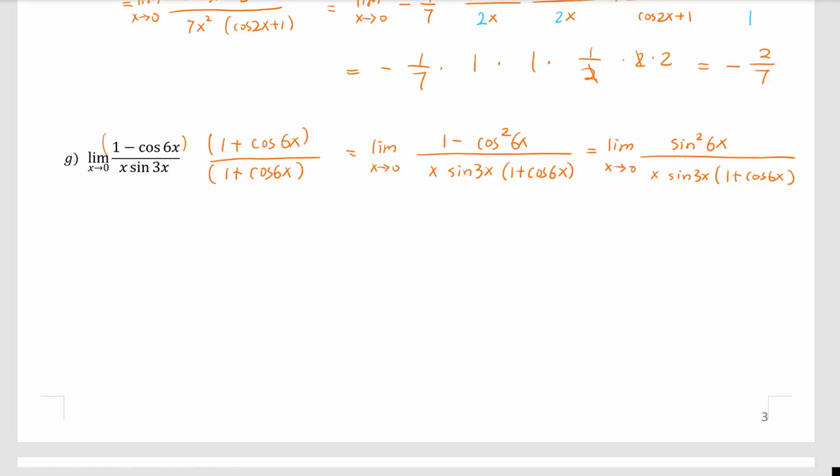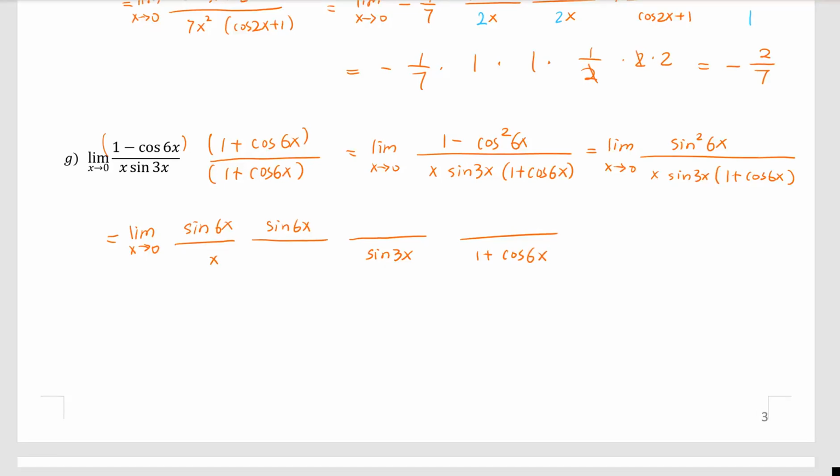Okay, now let's split. Well, we have 2 copies of sine 6x, so put it down. And the bottom, oh, I have the x. See, I know I have an x, so I put the x here. Then I don't need to match many things later. And then the sine 3x, I put it here. The 1 plus cosine 6x, I put it here. So this is how I split.